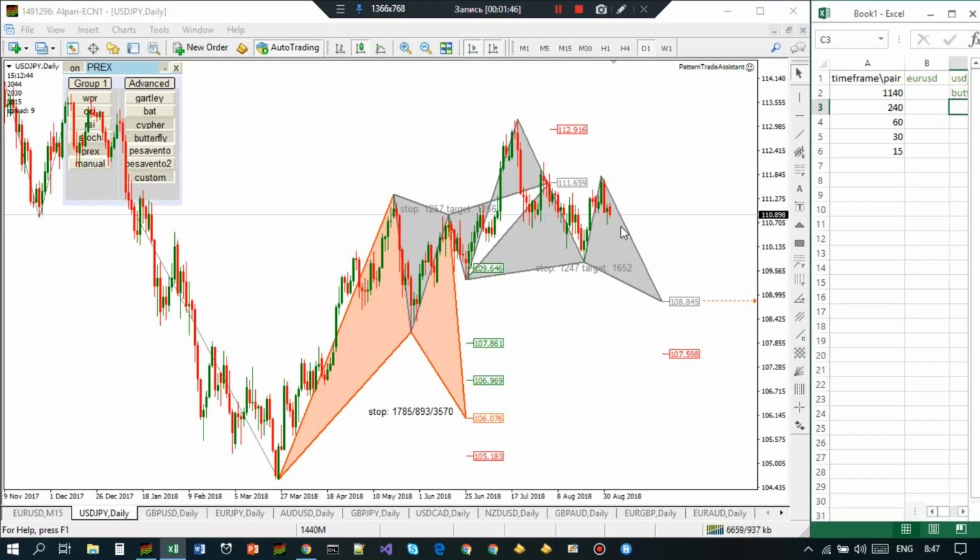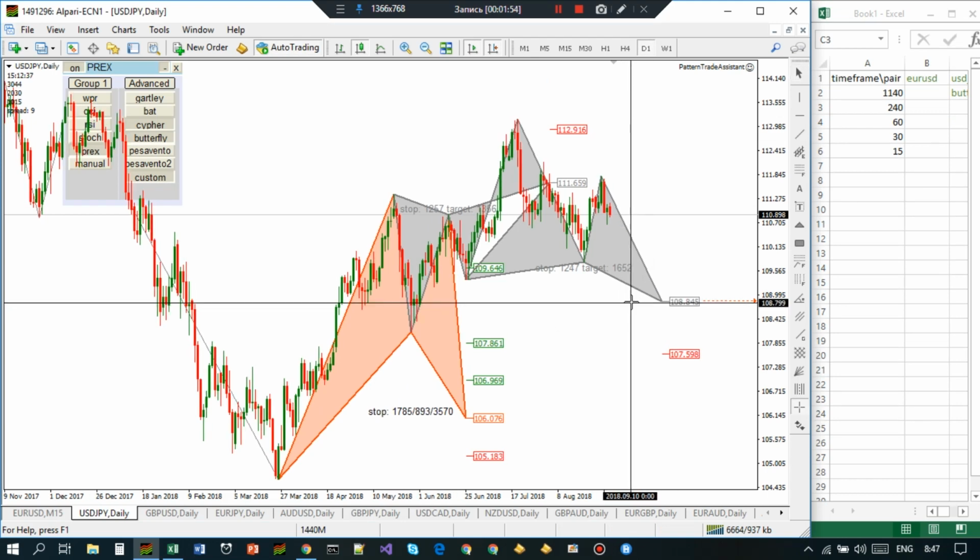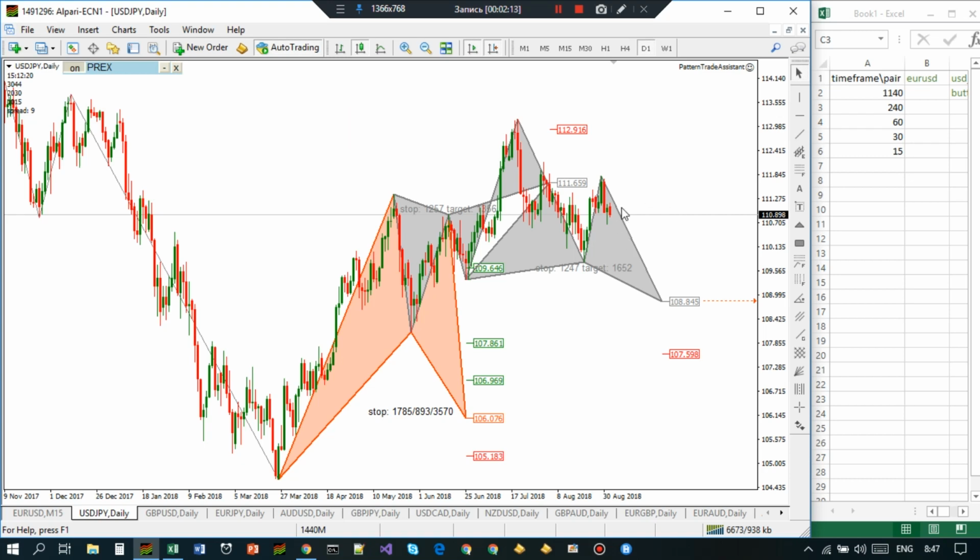Okay, so this is the butterfly advanced formation, pretty far from completion. And what I want to discuss today is also the invalidation factors, or let's call them warning signs. Okay, there are 4 warning signs that should prevent you from placing limit orders.